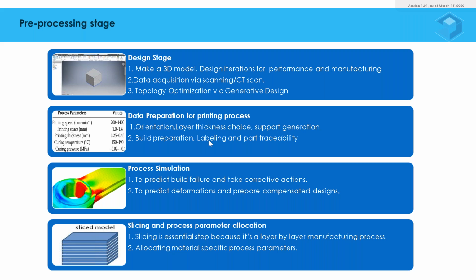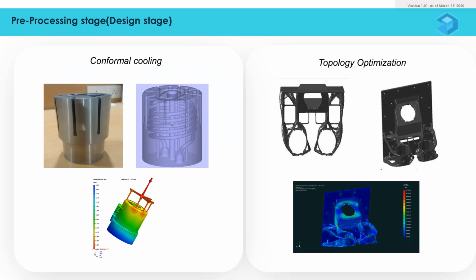So that is a machine readable translation you have to do. As I mentioned, risk mitigation is important, so we have to do certain process simulations for that sort. And ultimately, this is a layer by layer process. So you do slicing of that digital data CAD models, and you apply certain process parameters that are allocated, and you can begin printing. So that's how the pre-processing stage looks like.